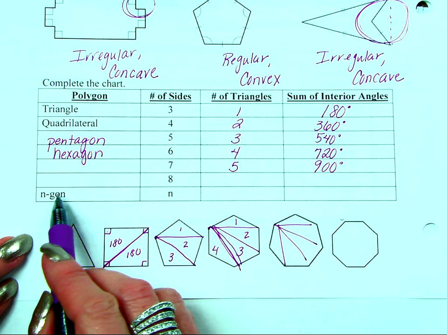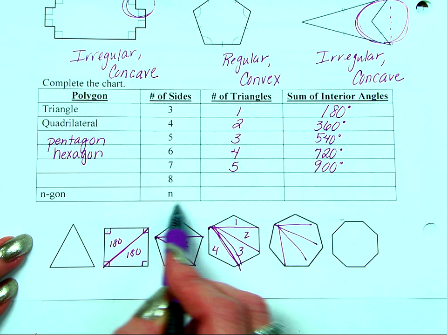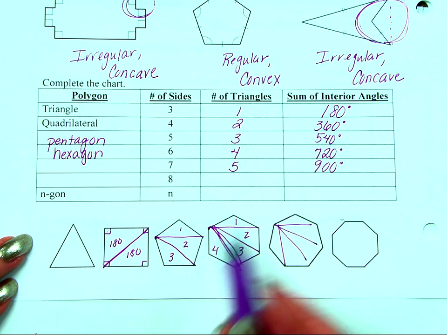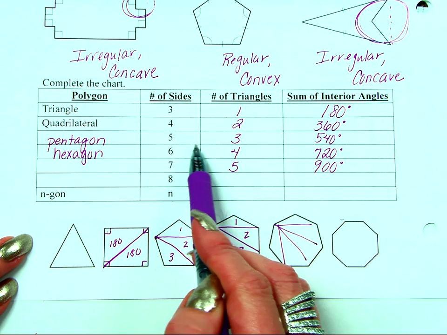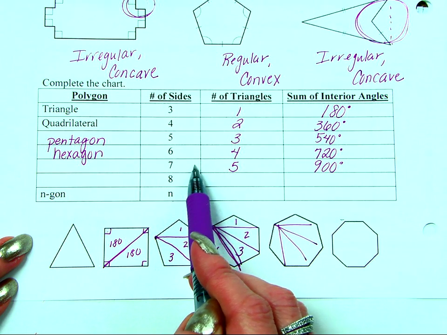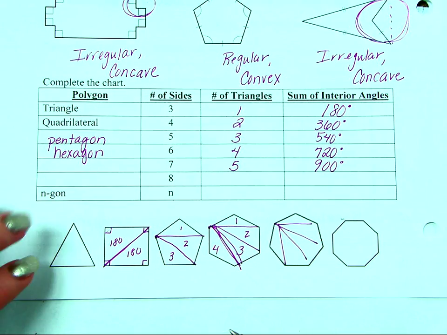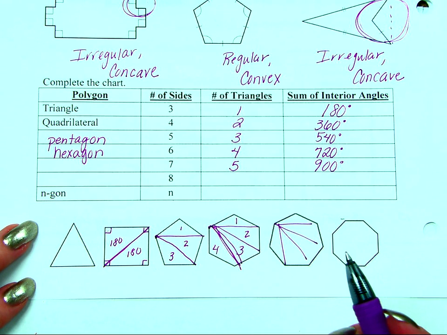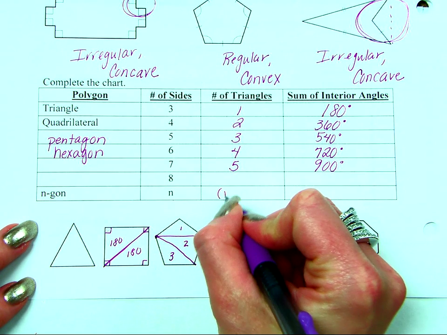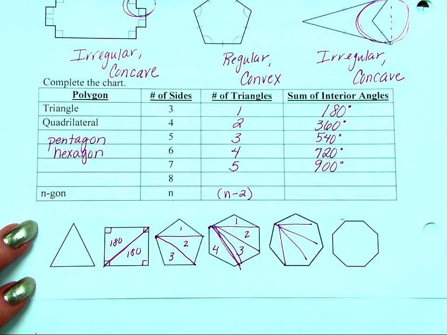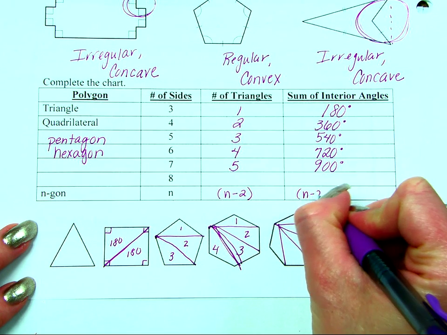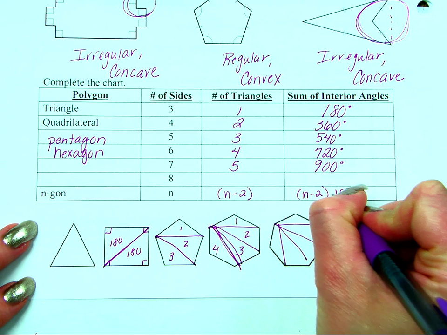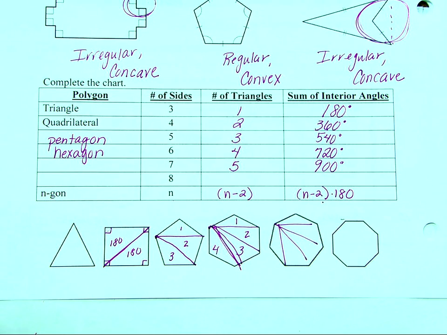So what happens if I have n sides? How many triangles do I have? Well, as I compare in my chart above, I can see it's always 2 less than the number of sides. So if I have n sides, I would have n minus 2 triangles. If I have n minus 2 triangles, that means my total degrees would be n minus 2 times 180 degrees. That is a formula that we can use to find the sum of the interior angles.